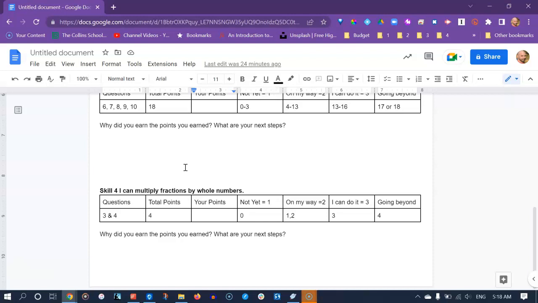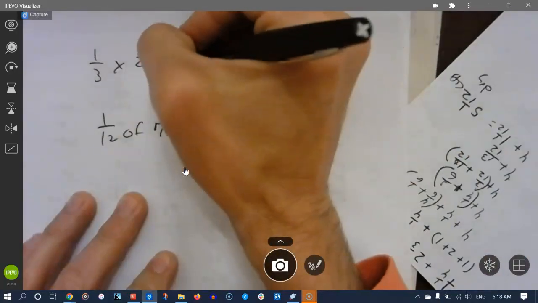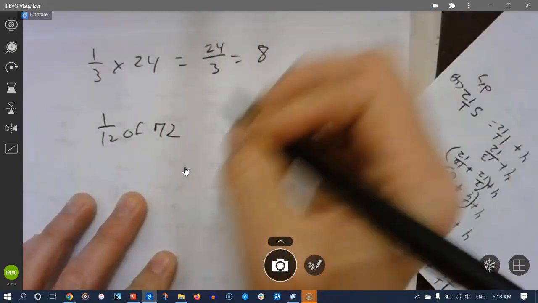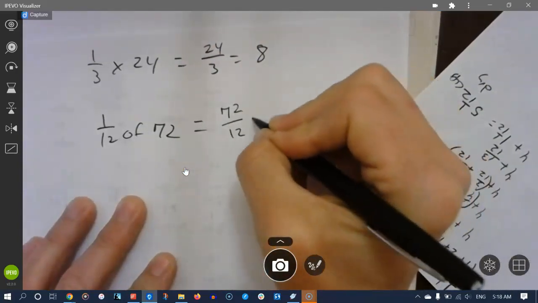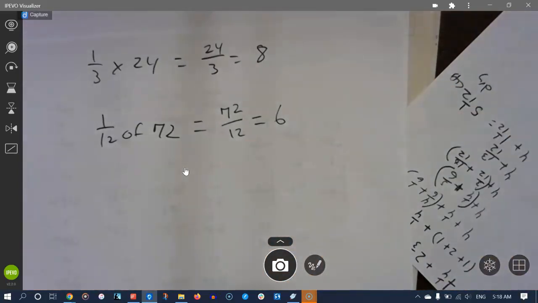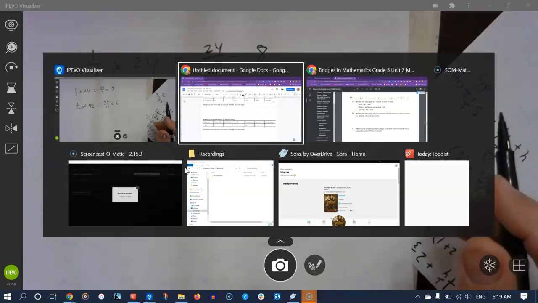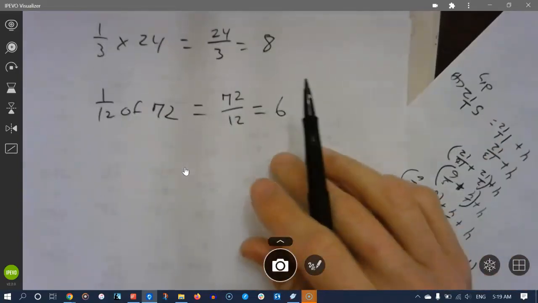This is all about multiplying fractions and whole numbers. So we have 1/3 times 24, and then 1/12 of 72. So 1/3 of 24, or 1/3 times 24, you can think of that as 24 over 3, 24 divided by 3, which equals 8. And then 1/12 of 72, same sort of thing. It's a multiplication problem. So we have 72/12, and that equals 6. That's 2 points there. And then 2 points for the next one. So this one is just, you got these answers right or not. And then the next one is, I got the answer right and I showed work.